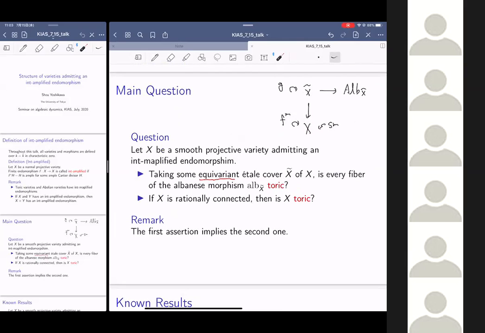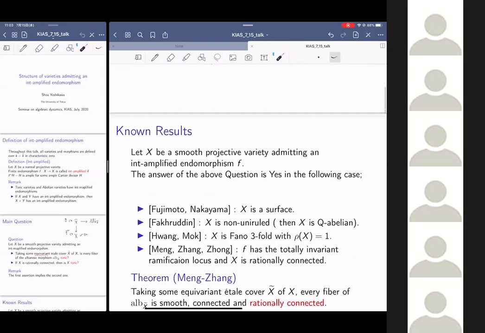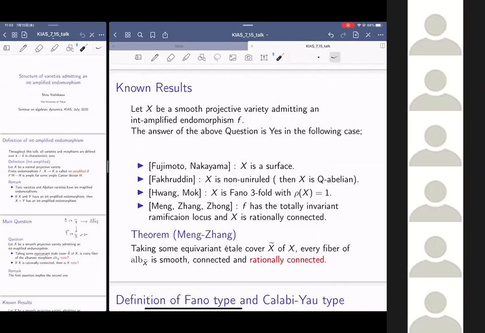Next, I introduce the related results. The setting is the same as the question: X is a smooth projective variety admitting an int-amplified endomorphism. First, Fujimoto and Nakayama classified the smooth surfaces admitting a non-invertible endomorphism. By this classification, we obtain the smooth surface case. Fakhruddin proved that if X is non-uniruled, then X is Q-abelian, meaning X is an étale quotient of an abelian variety. And Huang and Meng proved that if X is a Fano threefold with Picard rank 1, then X is projective space P^3.